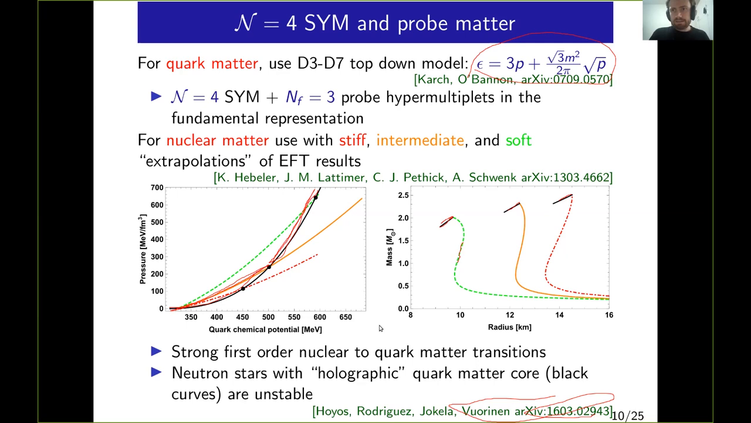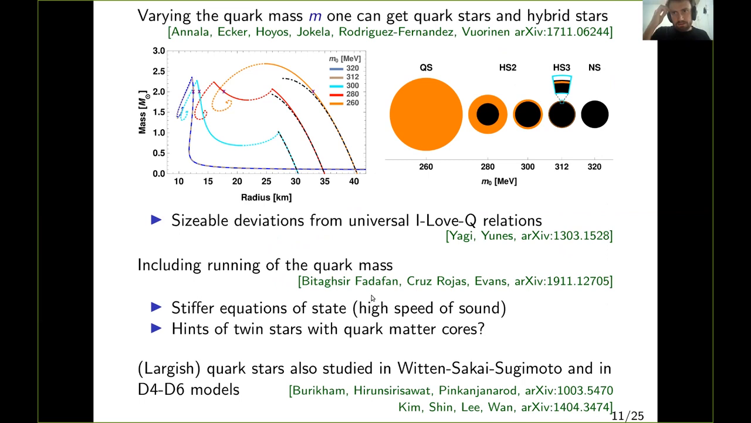This study has been extended, with a simple extension where you can essentially vary the quark mass. By doing this, you can get quark stars and hybrid stars. So by varying this parameter, you can get the different mass-radius curves, which you see on the left-hand side. And this may look quite exotic because some of these stars have very large radii, but they are not in conflict with any obvious experimental constraint. Another comment is that because the configurations obtained in these models are quite exotic, there are also sizable deviations from some universal relations, in particular the I-Love-Q relations, which have been studied in this paper.